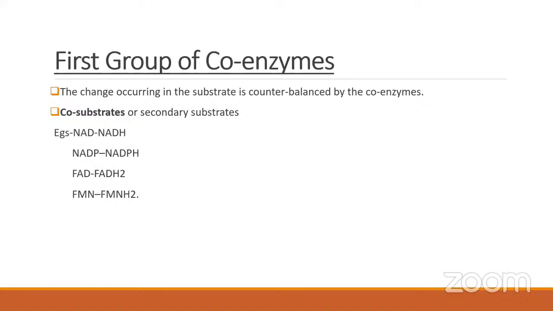This first group of coenzymes, NAD, NADP, FAD, FMN, is otherwise known as co-substrates or secondary substrates. So if they ask you to write a short note about co-substrates or secondary substrates, they intend for you to write what coenzymes are and what the first group of coenzymes is.